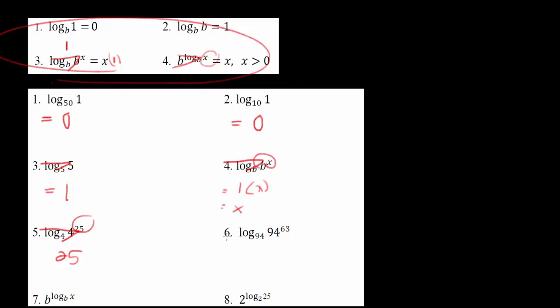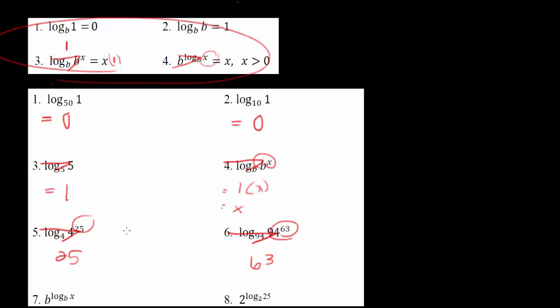Same thing in number 6. Log of 94 base 94 is 63, because that's all that's left. And I said that wrong. Log of 94 to the power of 63 base 94.